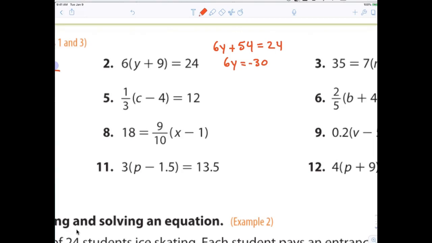And then we would have to do what? Divide by 6. Divide by 6. So it's negative 5. So y equals negative 5. That's not bad at all. All right. I see my triangles.